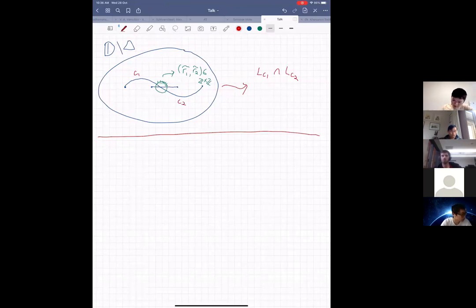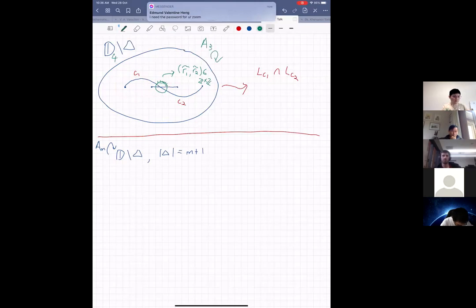So let's start with what we did last time. Let's say you have a punctured disc. We have an action on it, a half twist on the punctures, with the number of punctures being m plus 1. For example, this is like D4 and A3 acting on it. Let me let Edmund come in.